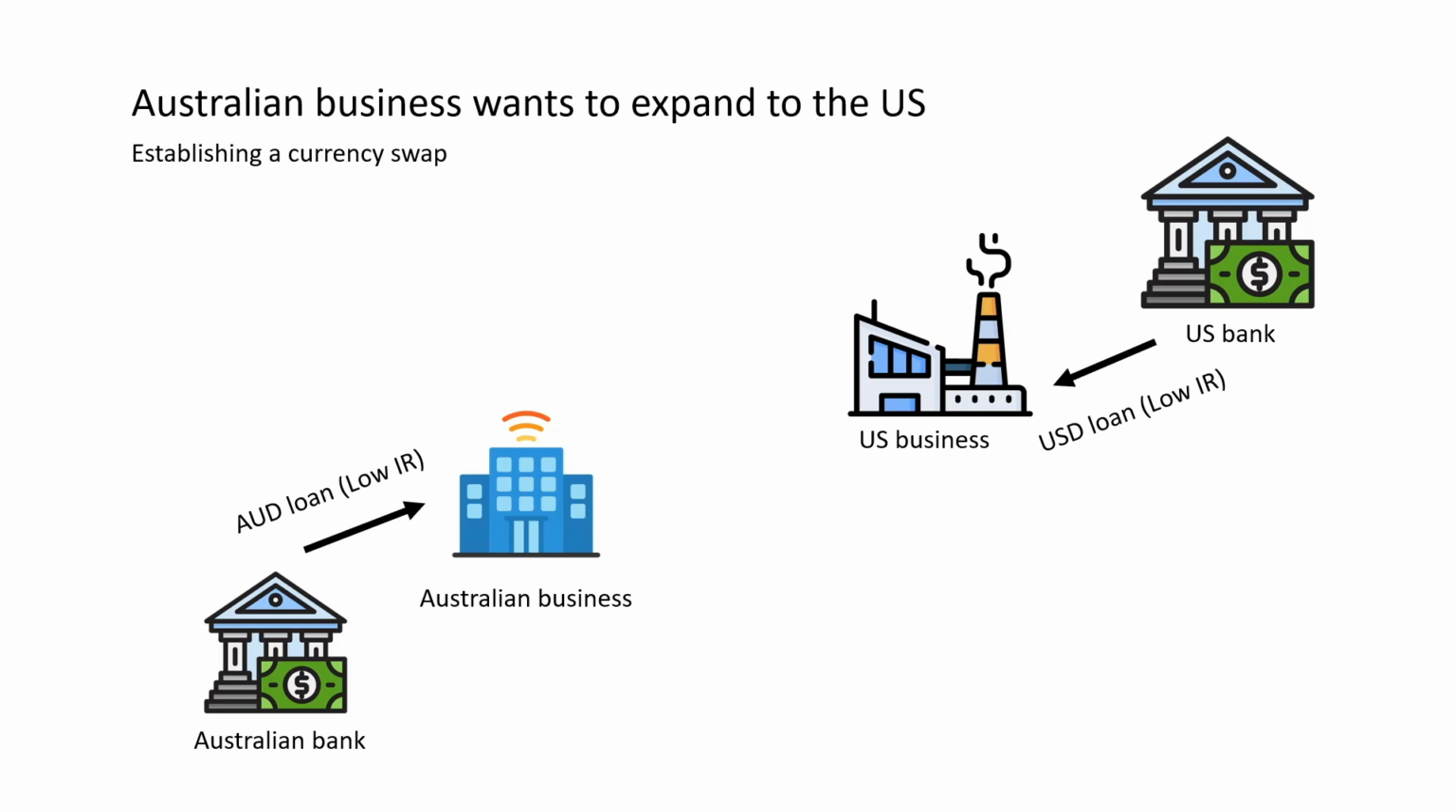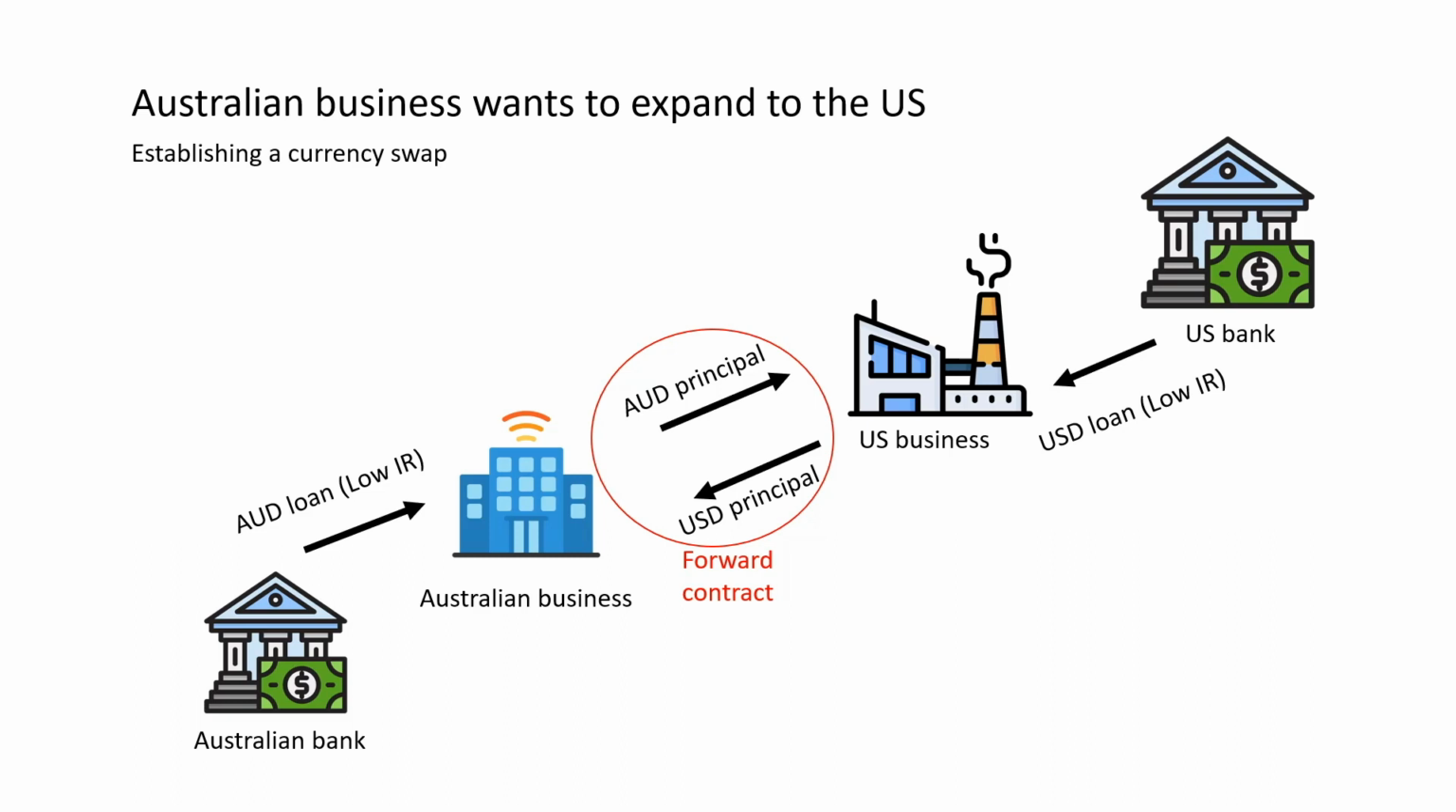Going back to what we said earlier, the Australian business wants to expand to the US, right? And so the Australian business would want to have USD, and it will want to borrow from the US bank. And similarly, the US business will want to borrow AUD from the Australian bank. Now, what happens here is that the Australian business borrows from the Australian bank, and the US business borrows from the US bank. Now, both businesses can essentially swap the money that they have borrowed from their own respective banks, and then have a forward exchange contract to lock in the exchange rate at which they will swap back their respective currencies in the future.